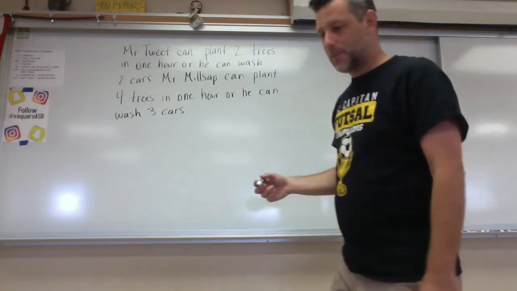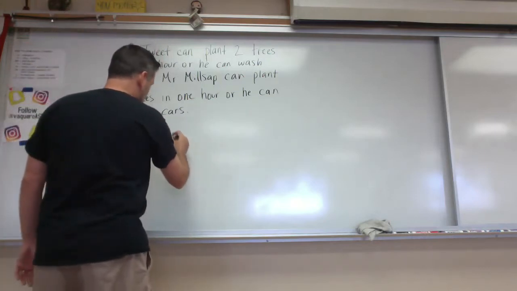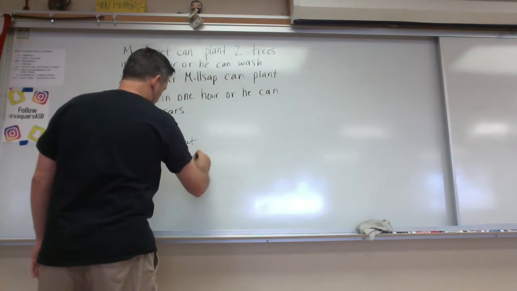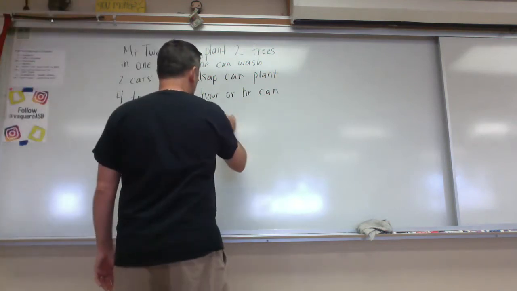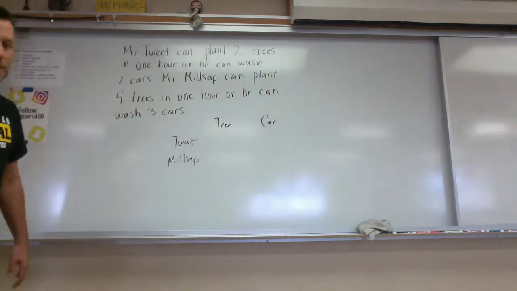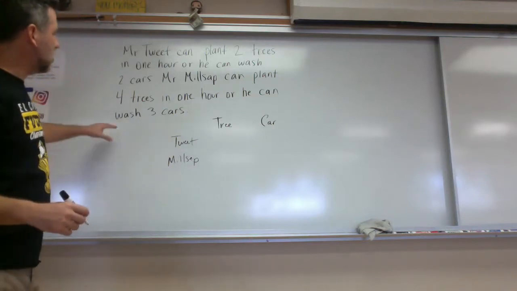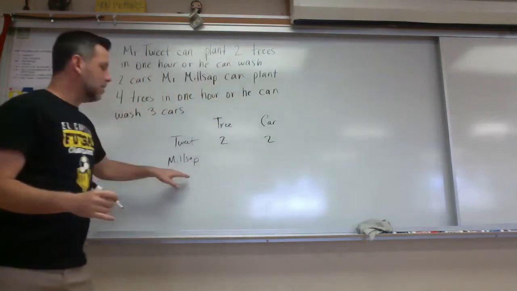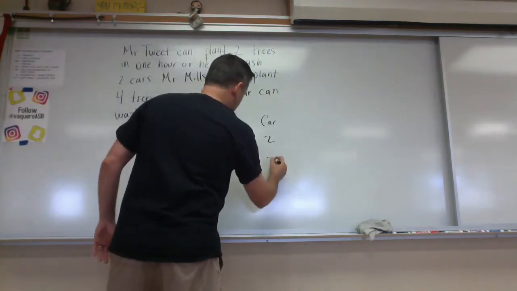So to set it up, we're going to put the people on the side. So I'm going to put Tweet, Millsap, and we're going to be planting trees and washing cars. So I'm going to put tree, car. So I've set it up with the stuff on the top, the people on the side, and then I'm going to plug my numbers in here. Tweet can do 2 trees, he can do 2 cars. Millsap, he can do 4 trees, he can do 3 cars.